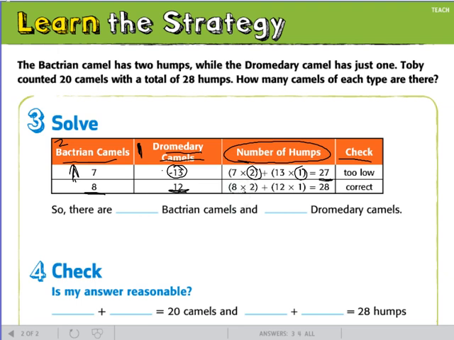8 times 2 is 16. 12 times 1 is 12. 16 plus 12 is 28. That's correct. So we now know that there are how many Bactrian camels? 8. And how many dromedary camels? 12.